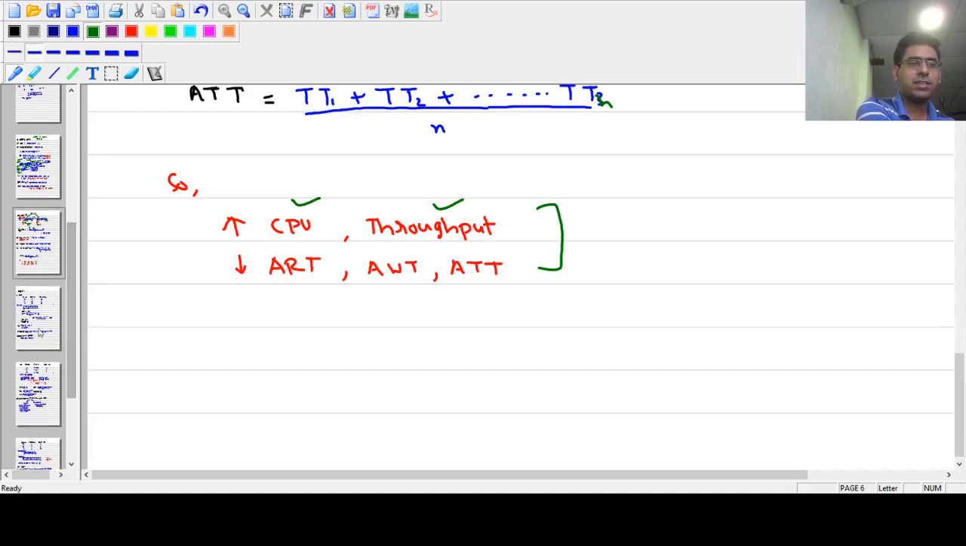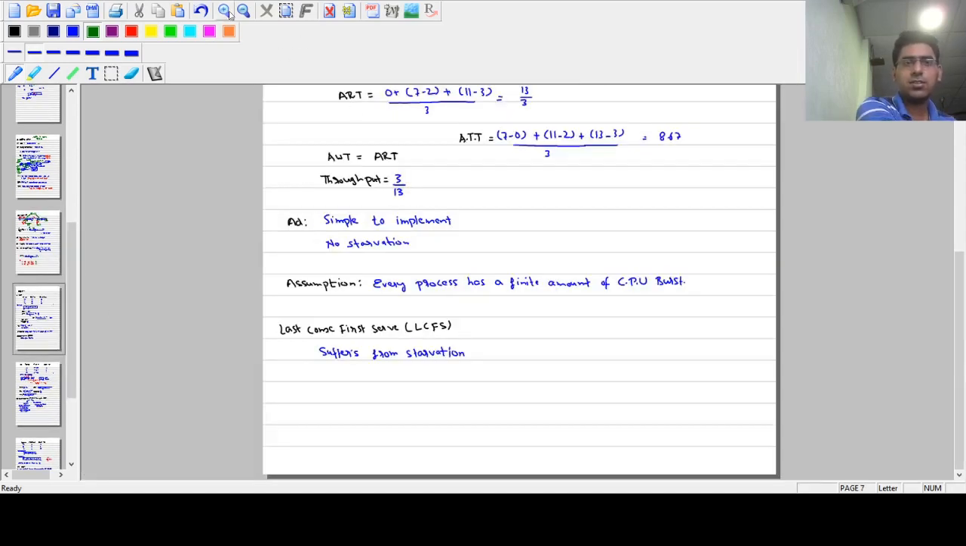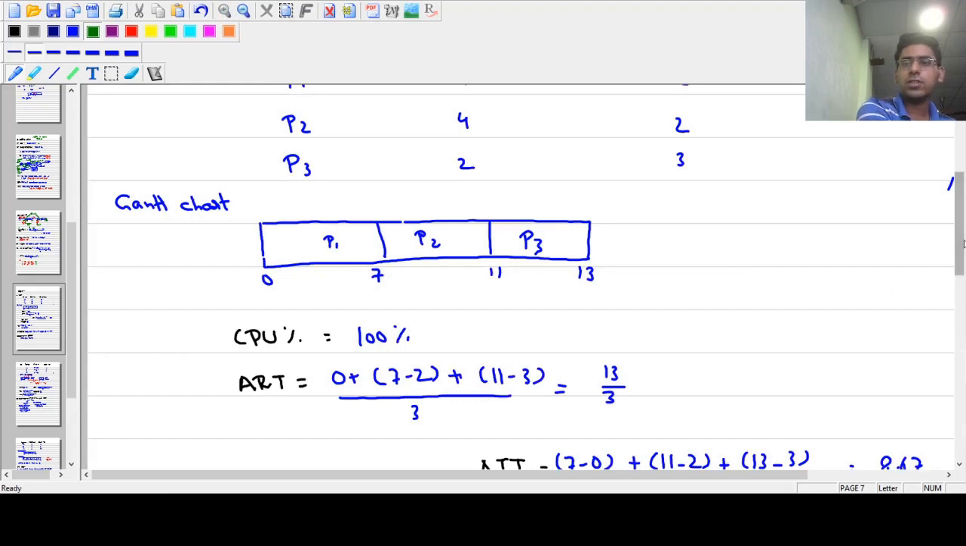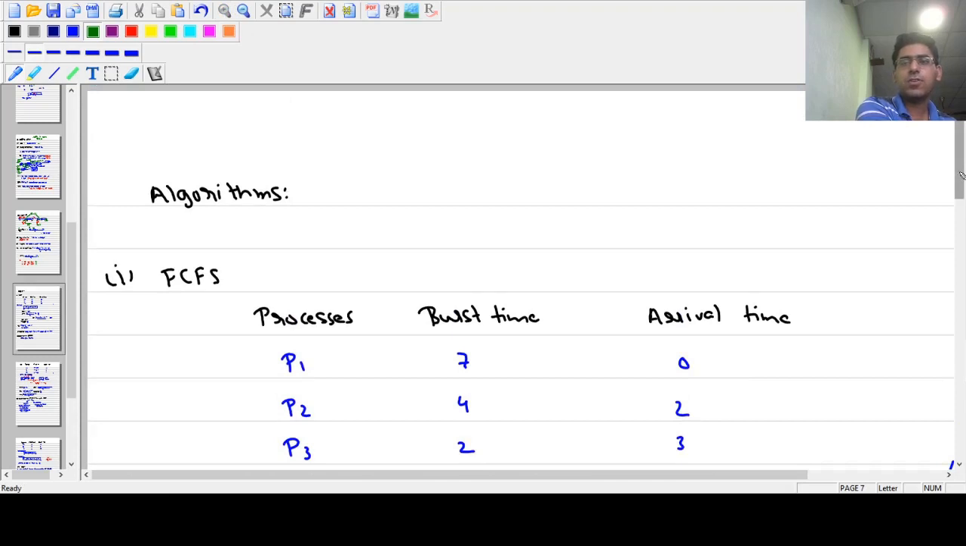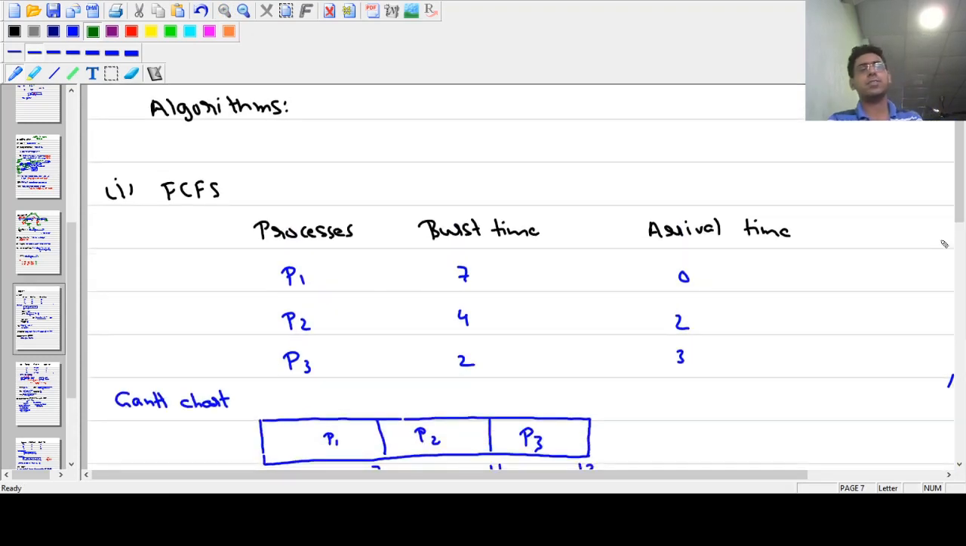So coming next to the scheduling algorithms. The first one is first come first serve. Suppose there are processes P1, P2, and P3, and the CPU burst times are 7, 4, and 2, and the arrival times for these processes are 0, 2, and 3.